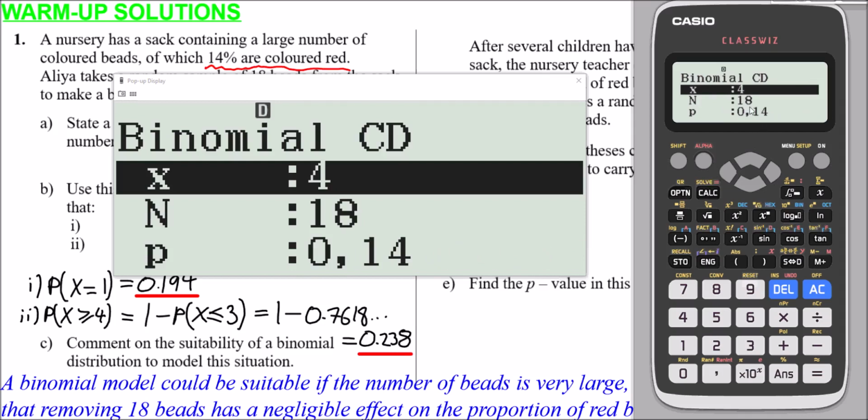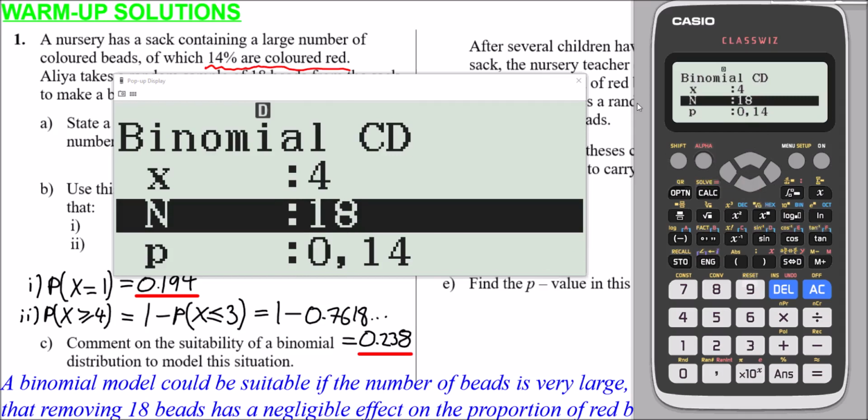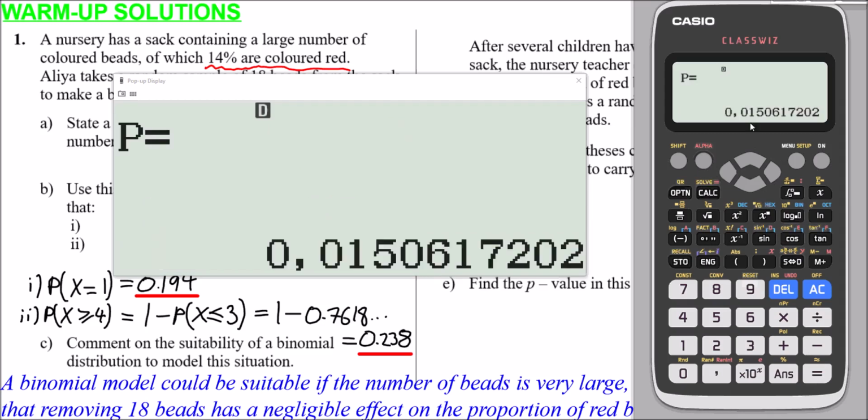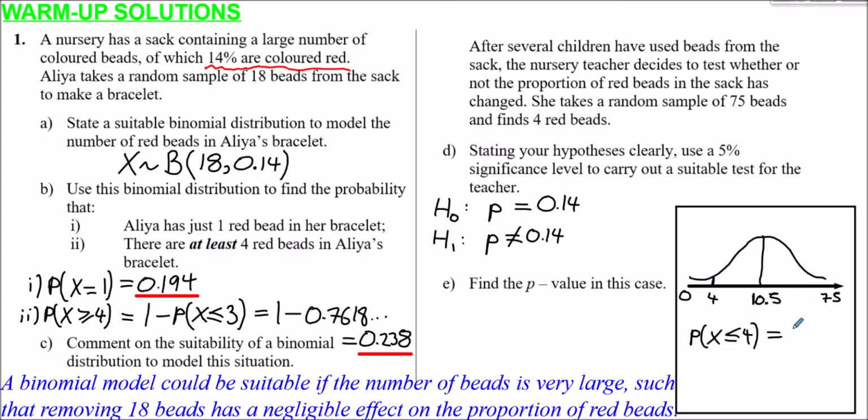So Daisy, what have I done here? So 4, not out of 18, my bad, it's 75 in this question. I thought it seemed a bit strange. 4 out of 75, apologies. That gives a value of 0.0151 approximately. So this here represents a probability of 0.0151.